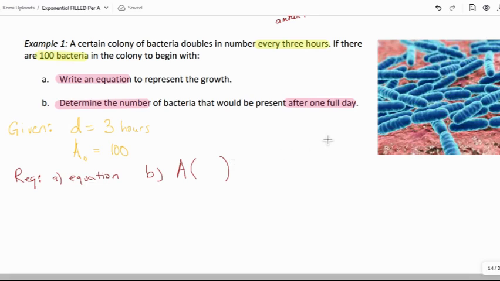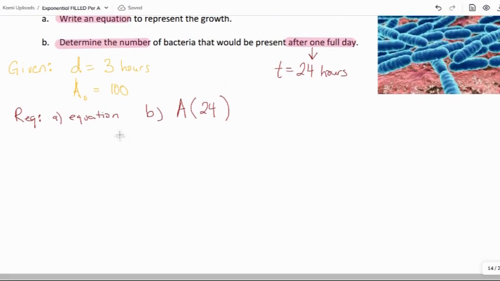Why did you say 24 hours and not 1 full day? Because they're doubling in hours. We need the same unit. Okay. So in this case, T is 24 hours. And so how do I write it? I write it like this, A at 24, because I'm saying the input is 24 hours.